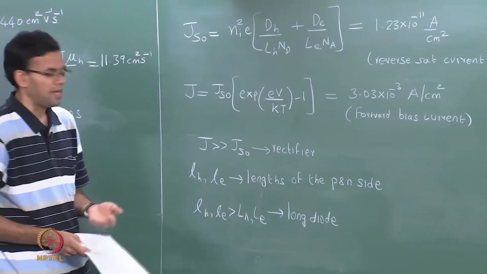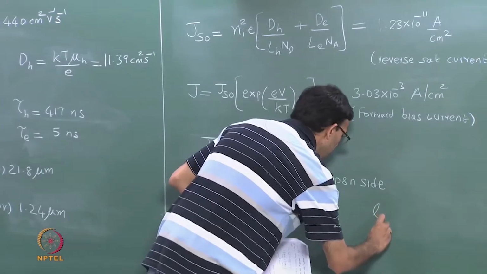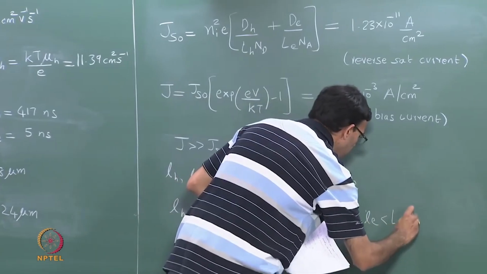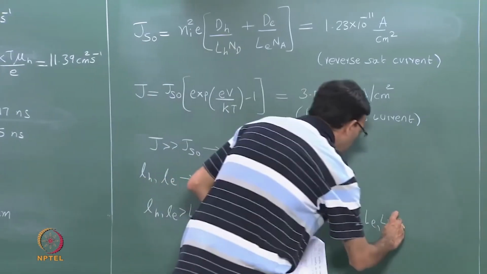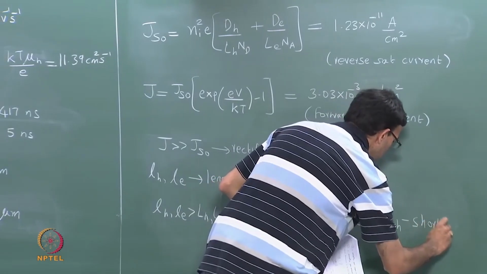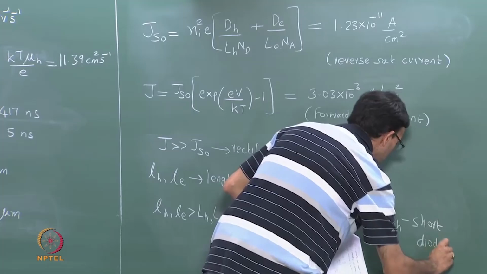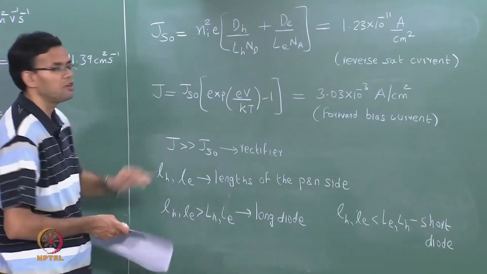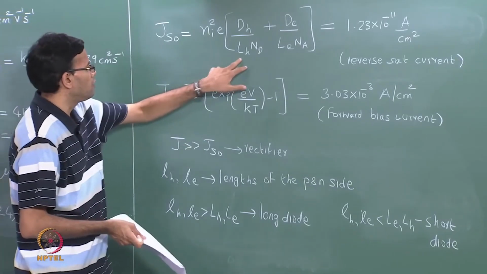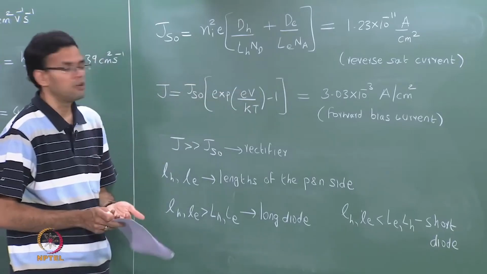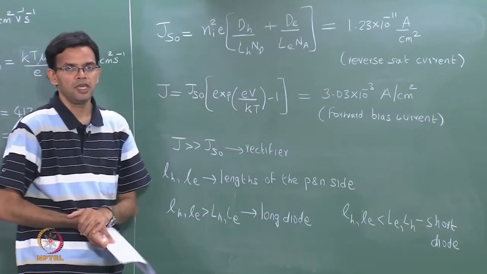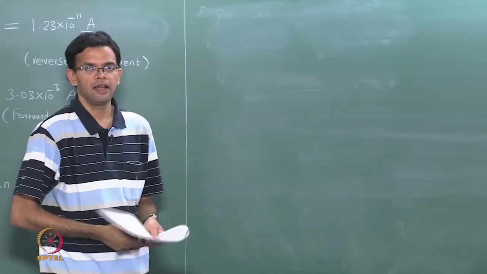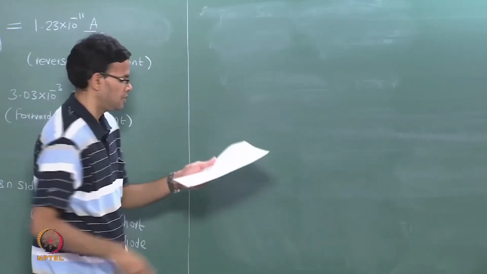If the physical length is actually shorter, if LH and LE are smaller than the diffusion lengths, then it is called a short diode. The only difference in the calculation is that in the equation for the reverse saturation current, instead of the diffusion lengths, in the case of a short diode, we will put the physical lengths of the P and the N side. So, let us again look at the IV characteristics, but let us look at the reverse bias side.